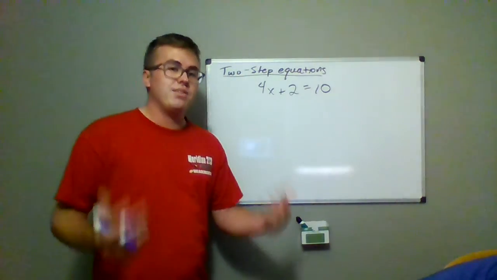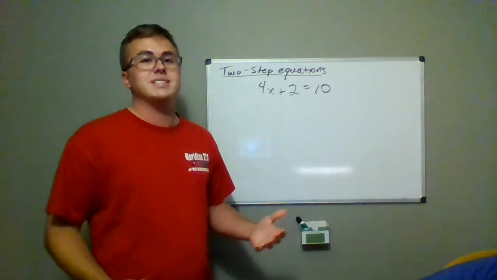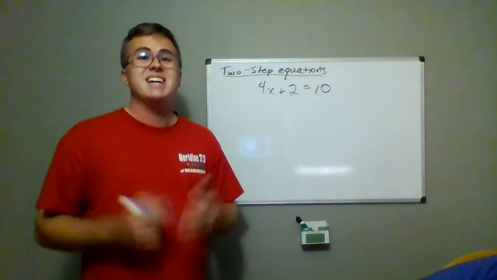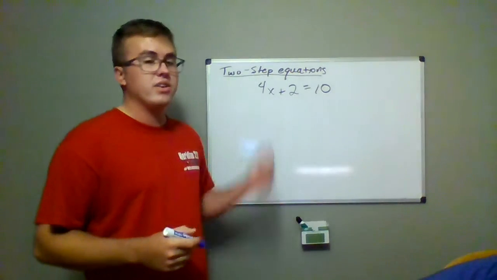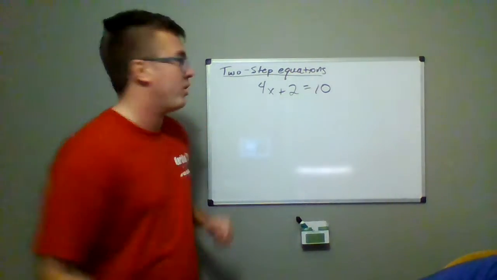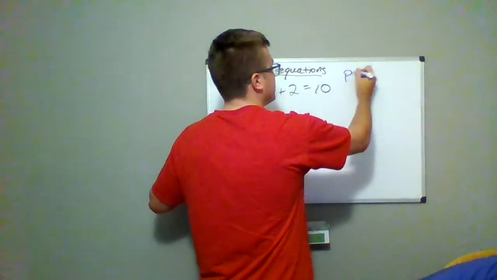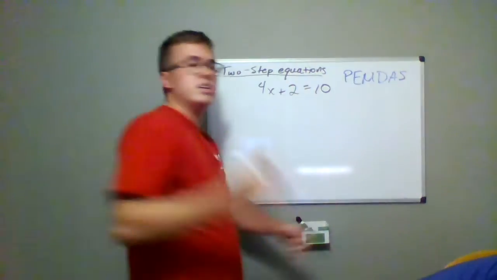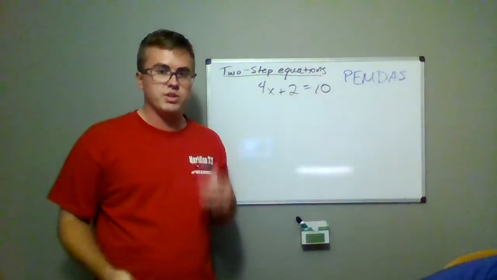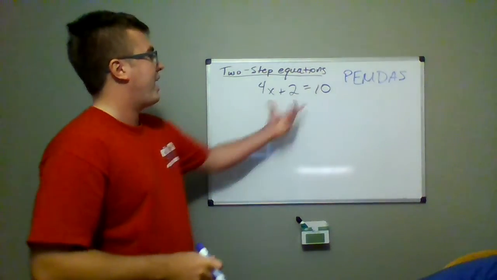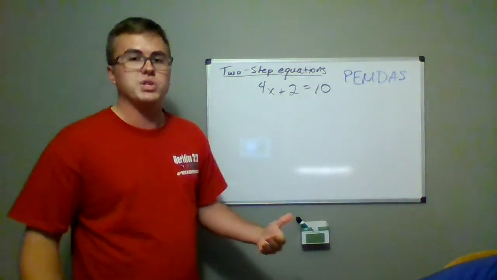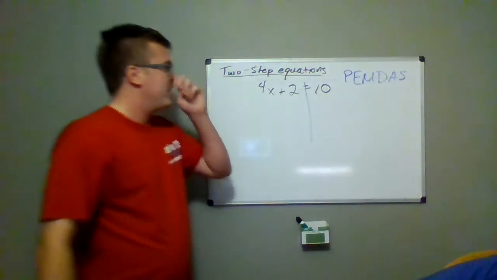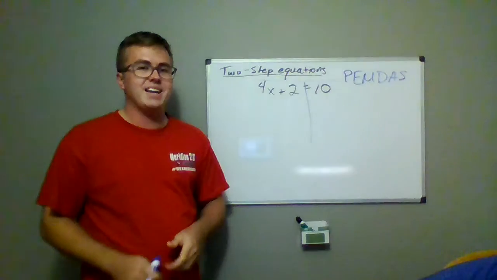So even though this is more than one step, we're still thinking reverse those order of operations to get our variable by itself. And remember, our order of operations was PEMDAS. So we're thinking undo the order of operations, reverse. So in this problem here, anytime that we're solving an equation, we're going to set it up with a t-chart. So we've got 4x plus 2 equals 10.